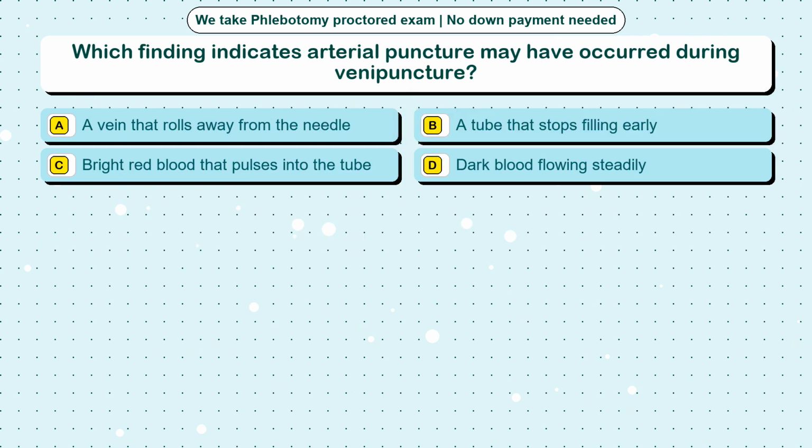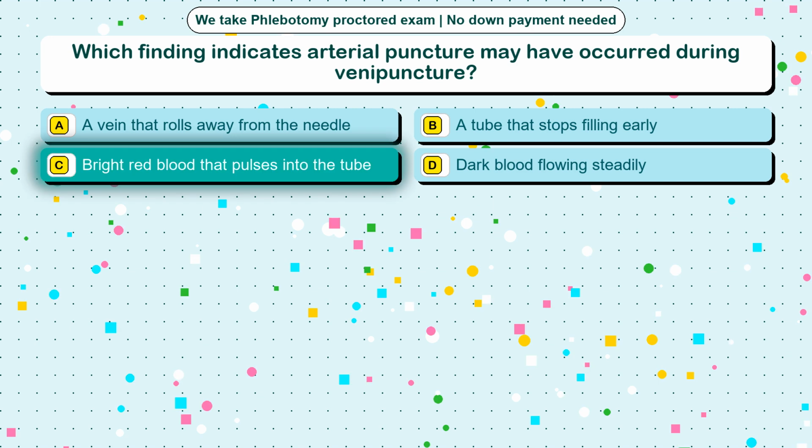Question 13. Which finding indicates arterial puncture may have occurred during venipuncture? Option A. A vein that rolls away from the needle. Option B. A tube that stops filling early. Option C. Bright red blood that pulses into the tube. Option D. Dark blood flowing steadily.